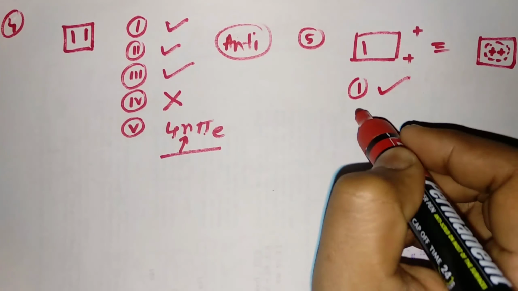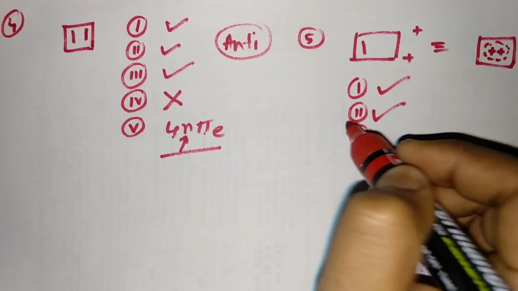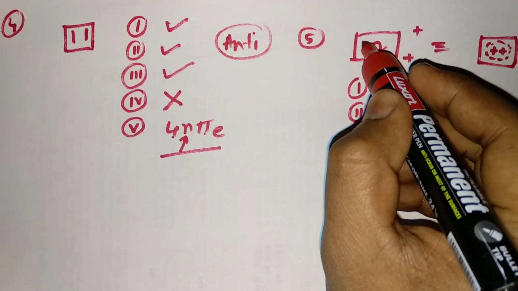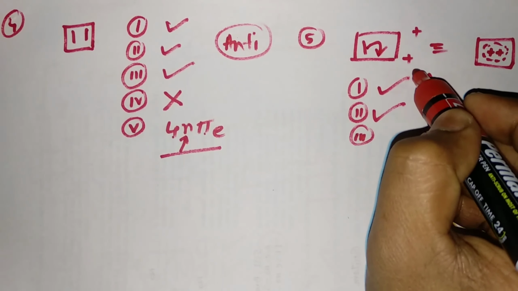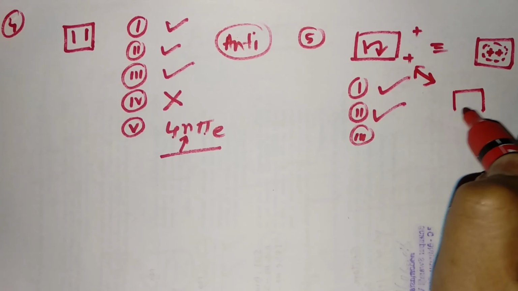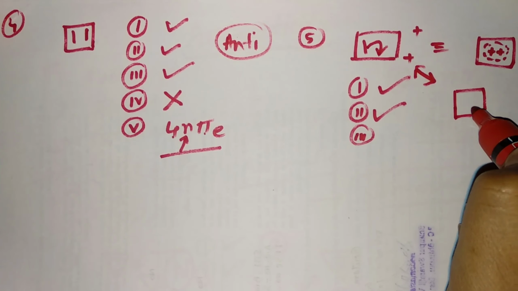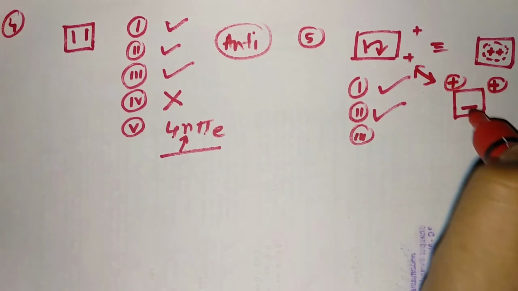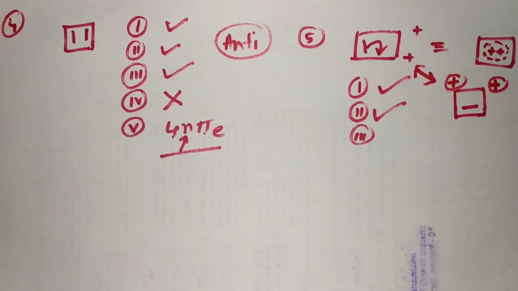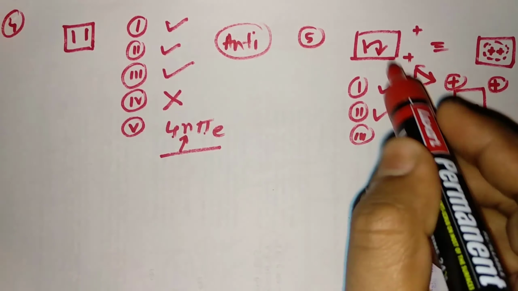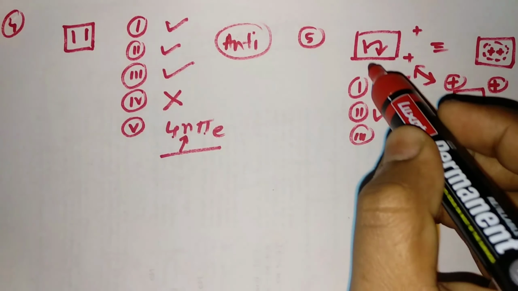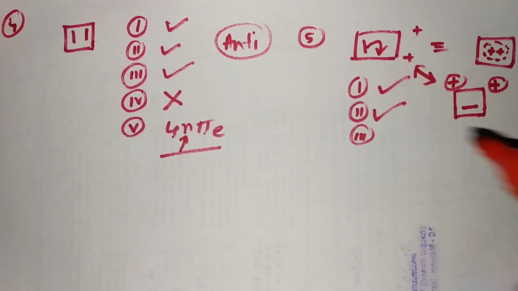How? This is planar, this is cyclic, continuous delocalization is possible. How? If you delocalize the pi bond like this, then what do you get? You will get a positive charge right here and one positive charge right here. So both the systems are the same, and you will get another structure. Thus this has continuous delocalization, and finally you will get the initial structure after continuous delocalization through all those structures.